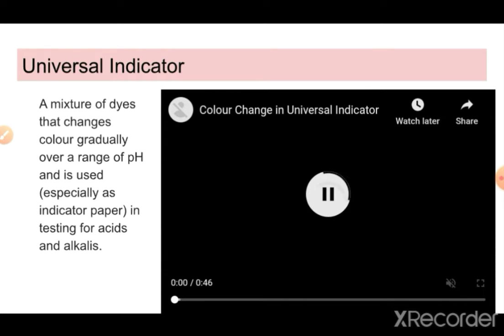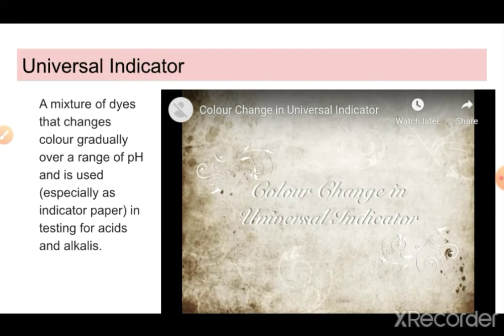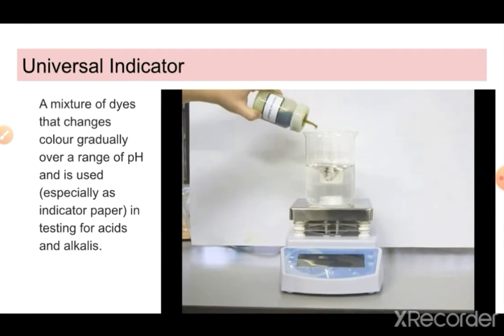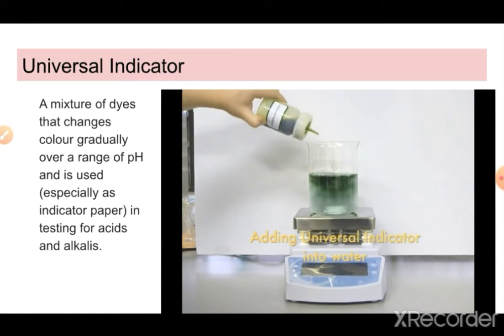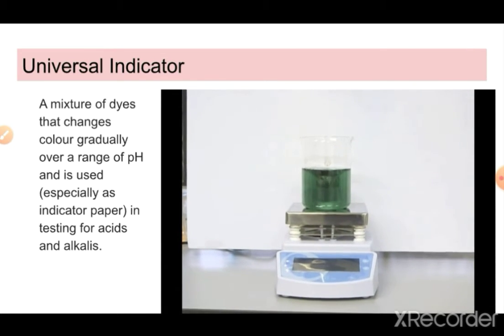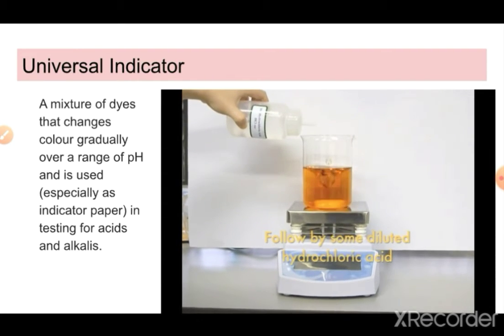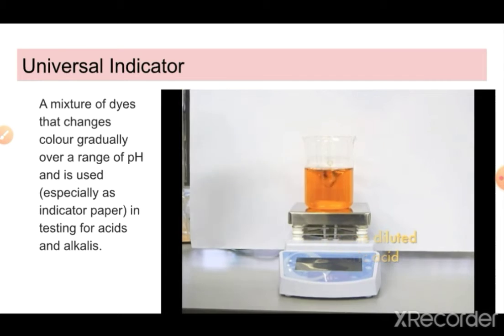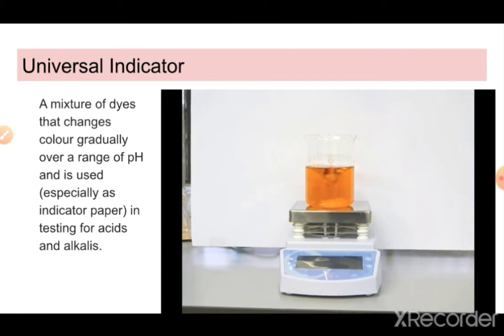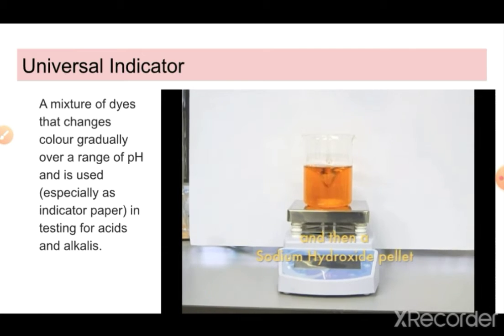In this activity we come to know about how the universal indicator works. We have added the universal indicator to water. We see the color is green now. To this same solution, when we add the acid to it, we see the change in color, from yellow to orange.